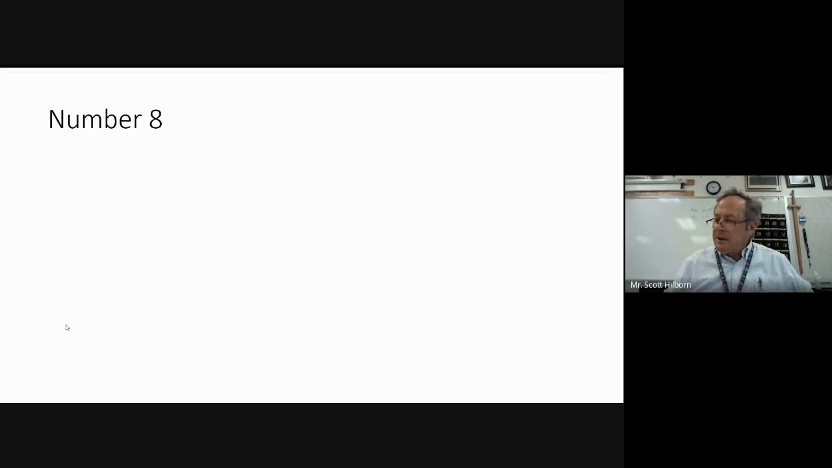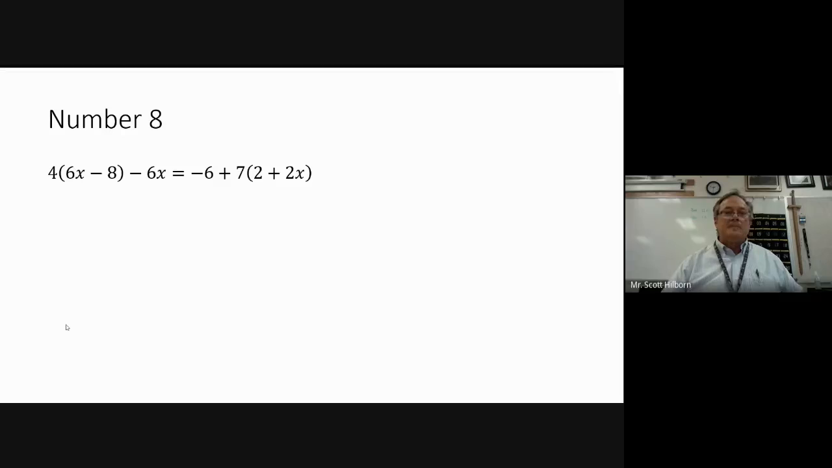All right, so let's drop down to number 8. All right, so what you ought to be noticing here is we got the same old distribution here and here, but we've also got an additional term on the left and an additional term on the right. Well, as before, the first thing we're going to do is do the distributive property.